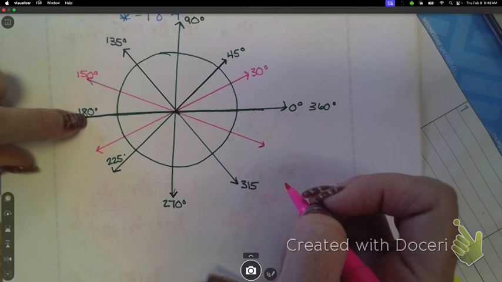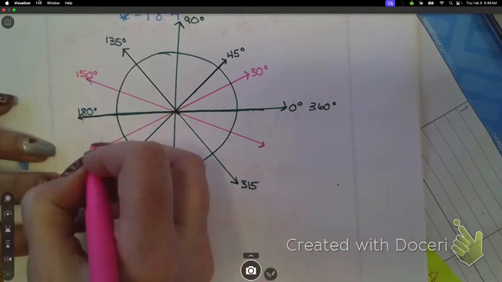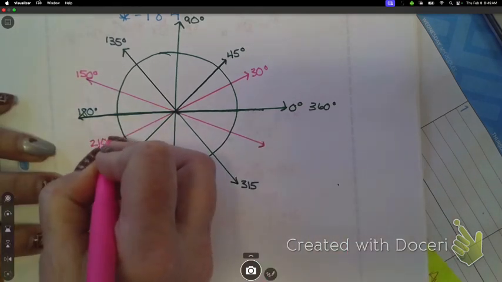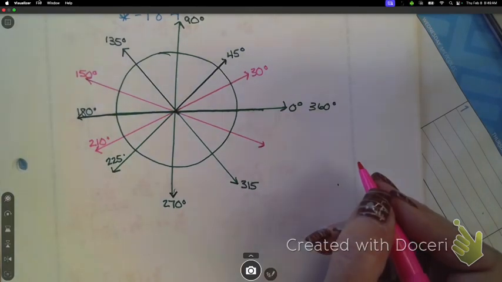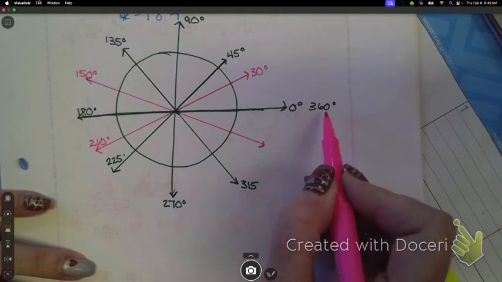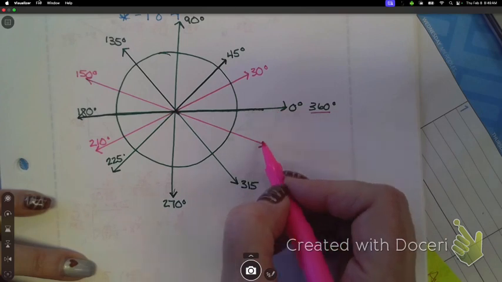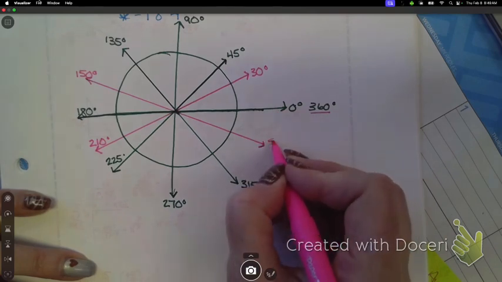Okay? So when I go to the third quadrant, I'm going to add 30 to 180 and get 210. So 210 degrees is the 30-degree angle in the third quadrant. So in the last quadrant, I'm going to subtract from what number? 360. So 360 minus 30 would be 330.